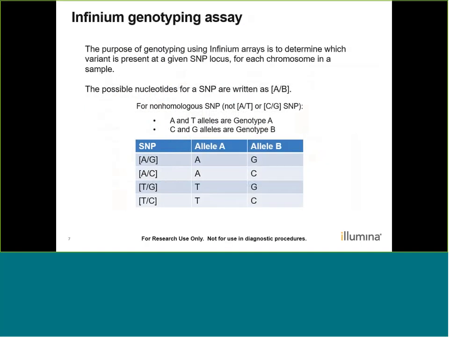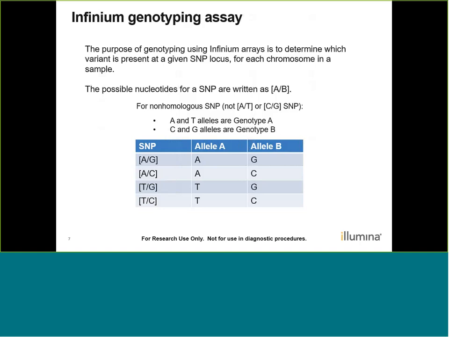So first, the Infinium genotyping assay. The purpose of genotyping using Infinium arrays is to determine which variant is present at a given SNP locus for each chromosome in a sample. We'll start by looking at the possible nucleotides for a SNP, which are written as A/B in brackets. So for each allele on the chromosome, the variant can be either A or B.